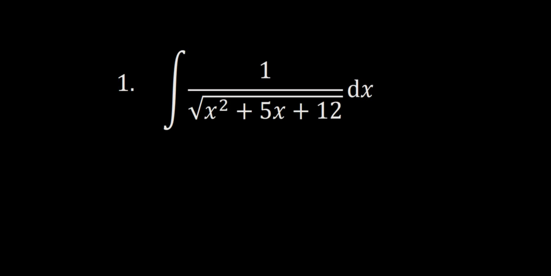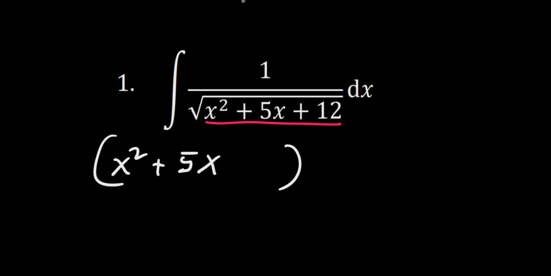Question number 1. To solve this problem, first we are going to rewrite the content of the square root in this way. So this will become x squared plus 5x, just leave a space, open parenthesis, plus 12. So next we are going to divide the coefficient of x, which is 5, by 2, square your answer, and add it here.